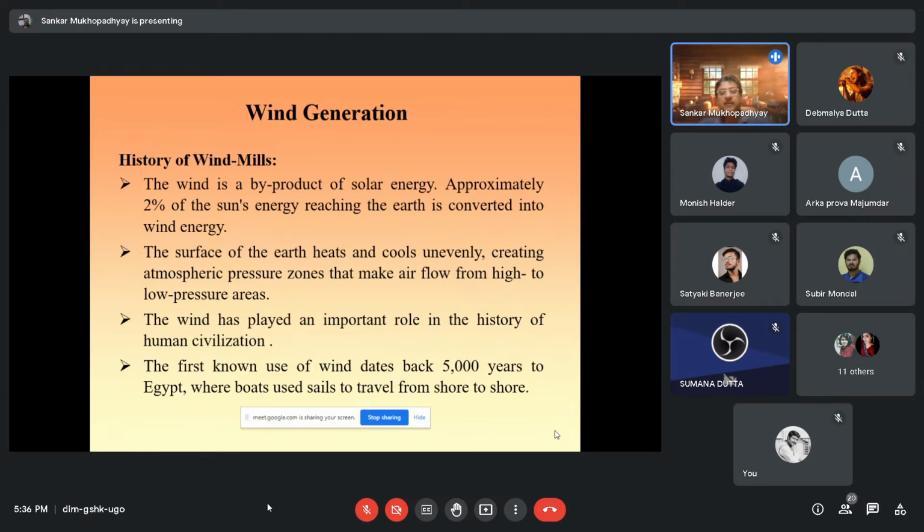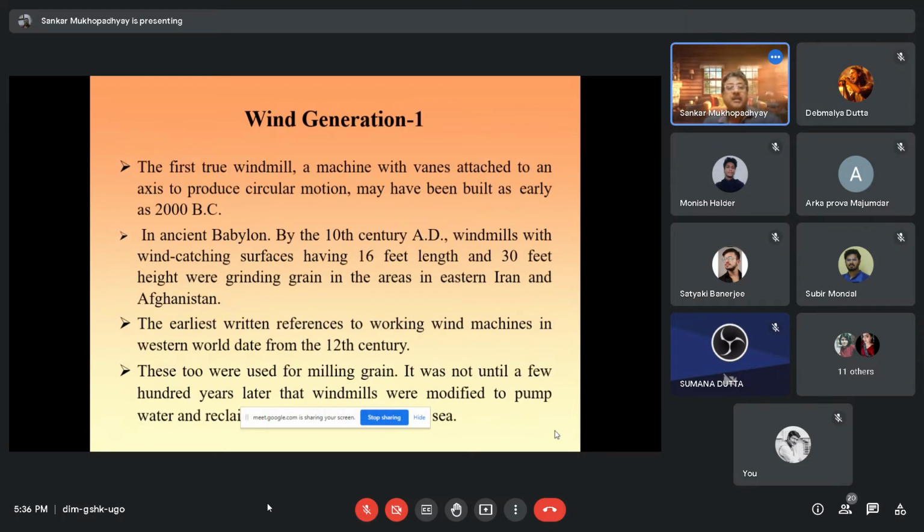The wind has played an important role in the history of human civilization. The first known use of wind dates back 5,000 years to Egypt, where boats used to sail to travel from shore to shore. The first true windmill, a machine with vanes attached to an axis to produce circular motion, may have been built as early as 2000 BC. So presume that 2000 BC is the time when the windmill formally came into use.